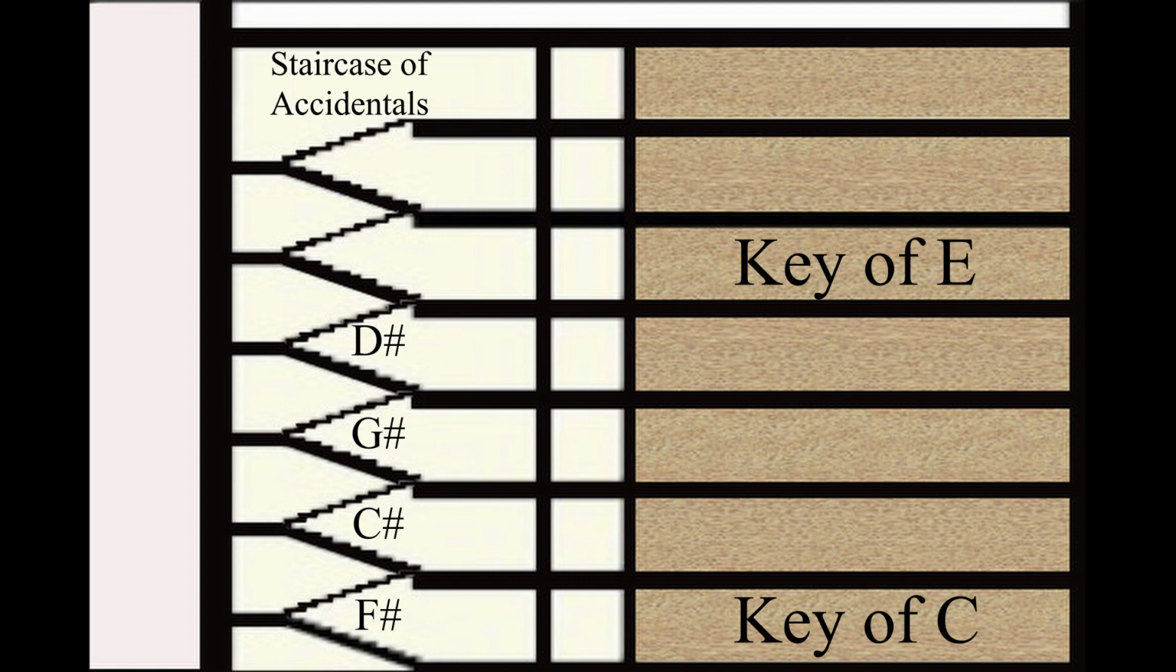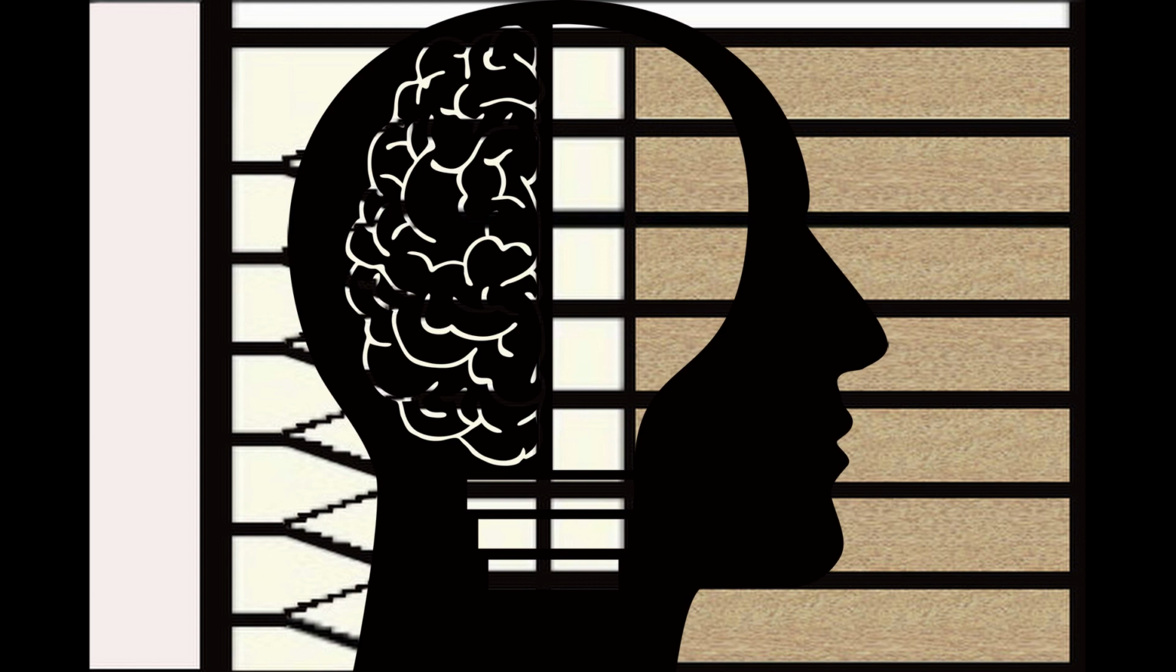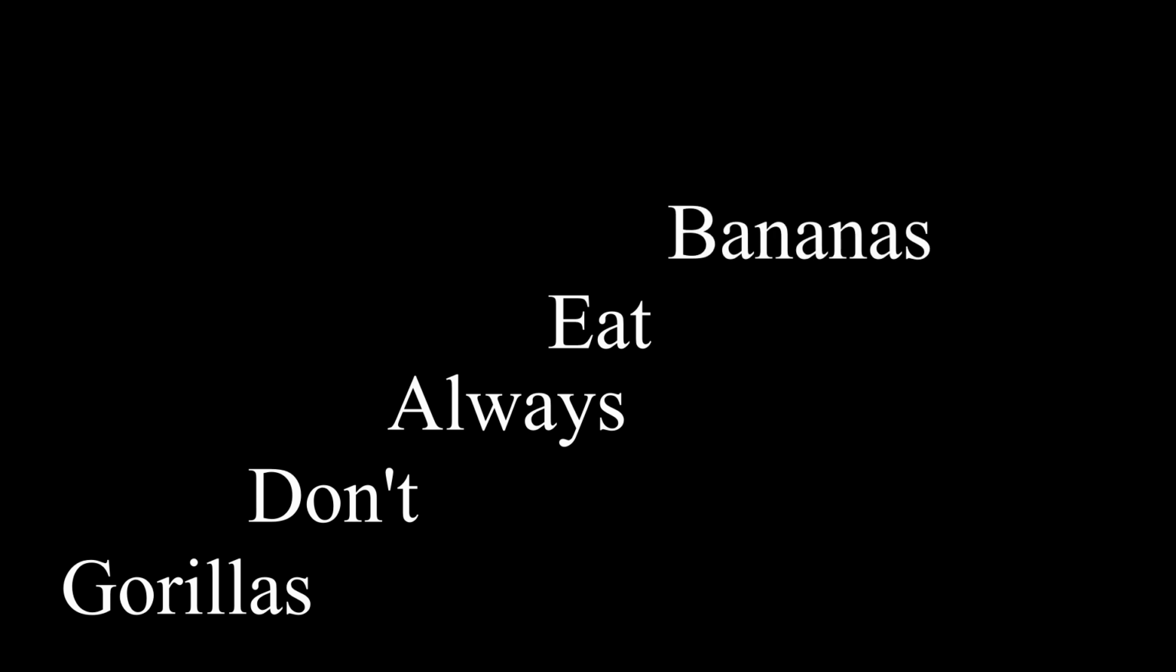Next, we need to find a way to easily remember all of this information. To help memorize the keys, we use a mnemonic device by saying the following. Gorillas don't always eat bananas first. Go ahead and repeat it 5 times to set it into your memory.